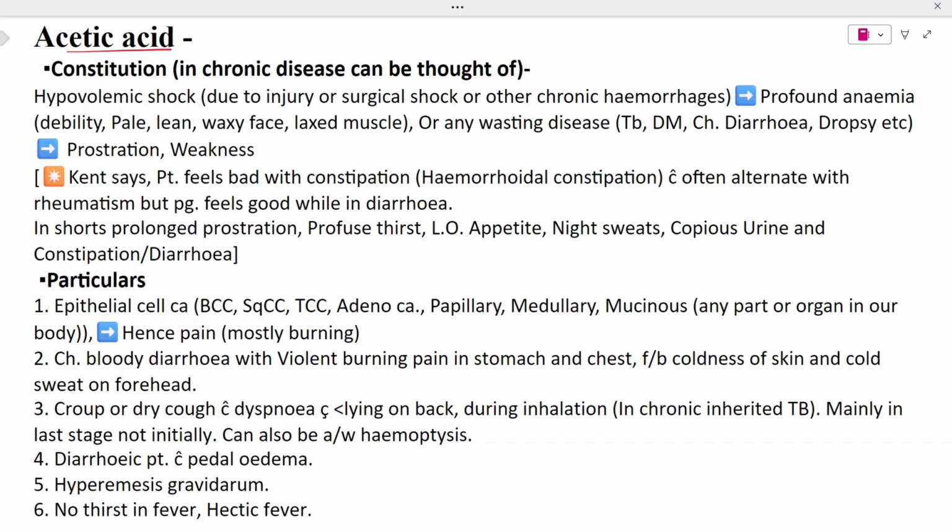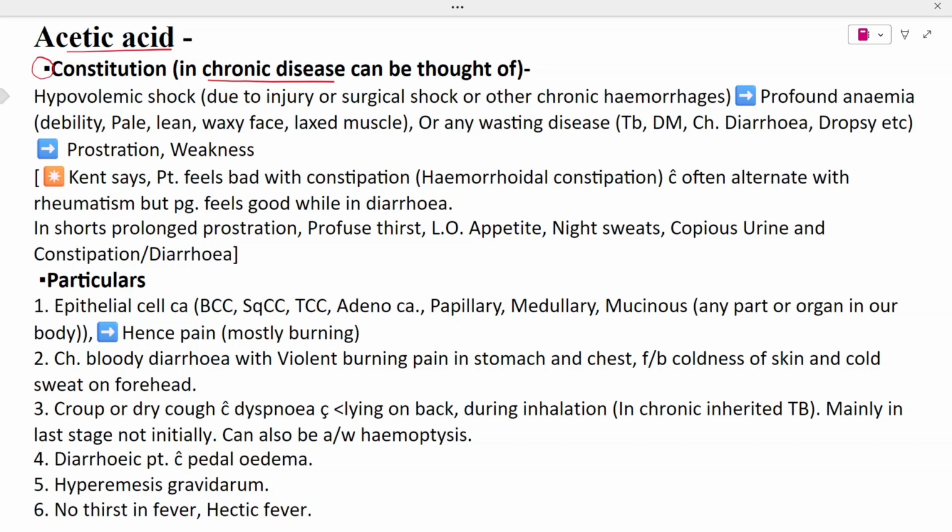So we have already seen that if you focus on the constitutions, it is specially applied in case of chronic diseases, whichever we saw, mostly chronic diseases. In acute diseases, very rarely we use acetic acid, and we'll see later on what are the particular symptoms where acetic acid can be applied.